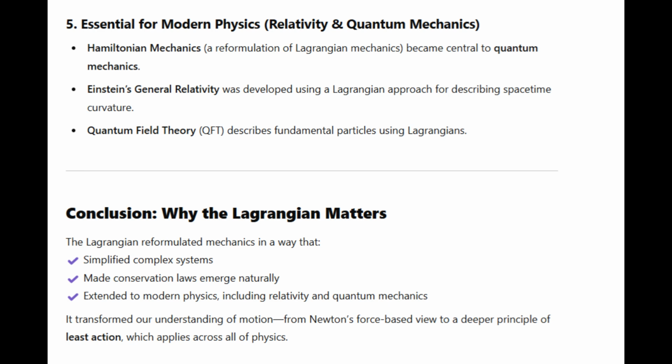Conclusion: why the Lagrangian matters. The Lagrangian reformulated mechanics in a way that simplified complex systems, made conservation laws emerge naturally, and extended to modern physics, including relativity and quantum mechanics. It transformed our understanding of motion, from Newton's force-based view to a deeper principle of least action, which applies across all of physics.